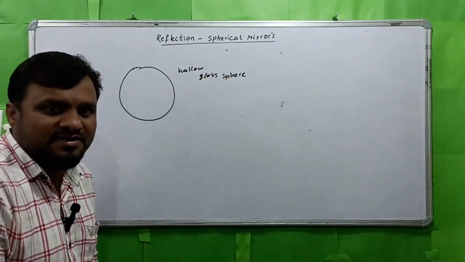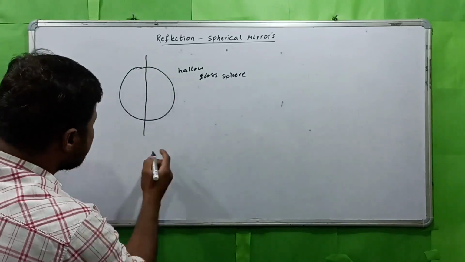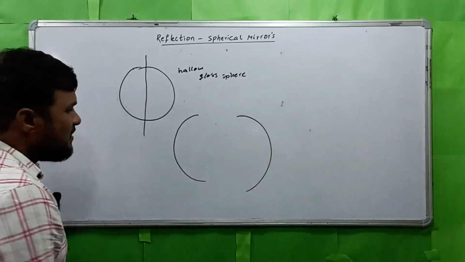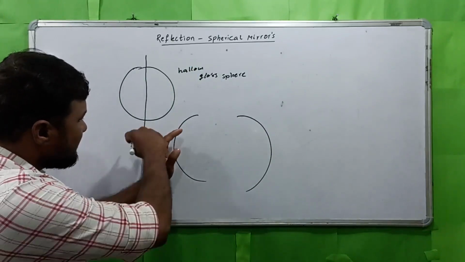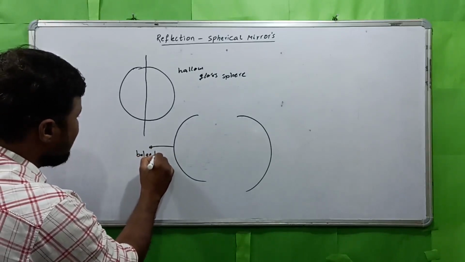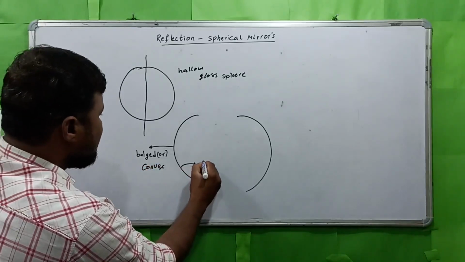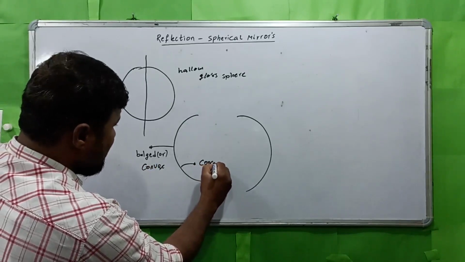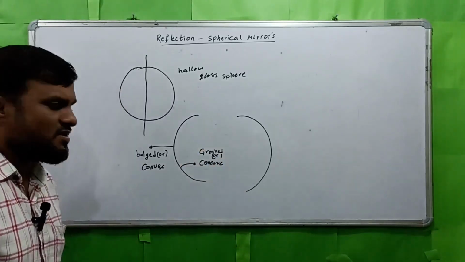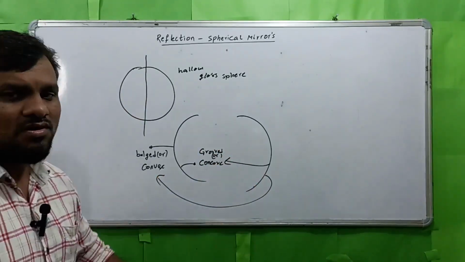glass sphere. If I cut this sphere into two equal halves, suppose I cut like this, as a result, this becomes this part and this will be this part. Now here, if you observe, this side will be known as the bulged or convex surface, and this side can be treated as a concave surface or grooved surface. For this side, this one is grooved or concave, this one is bulged or convex.